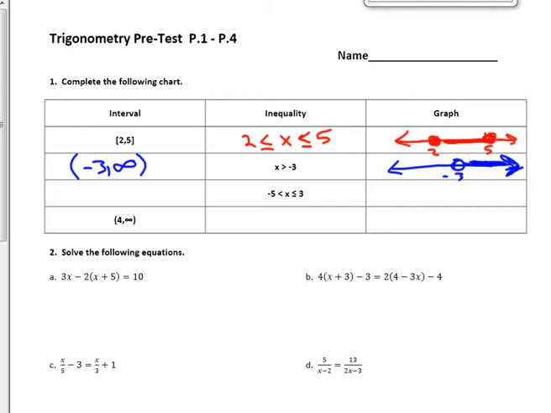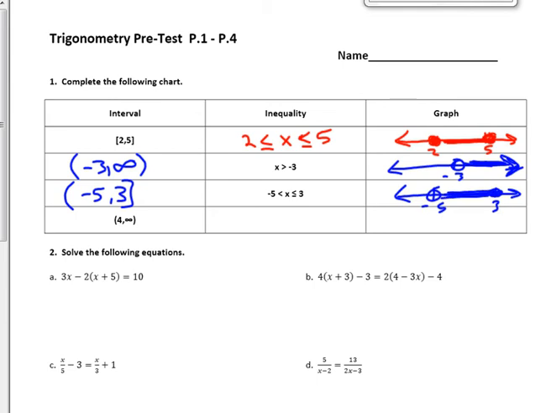The inequality for the next one goes from -5 to 3, -5 to 3. I am including 3, so there's a bracket there, and not including -5, so parenthesis there. When I look at the graph of that, I've got -5 over here and 3 over here. Open circle at -5, closed circle at 3. And I'm looking for all the numbers in between there.